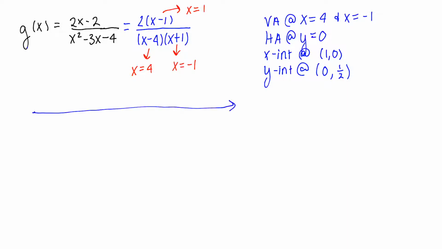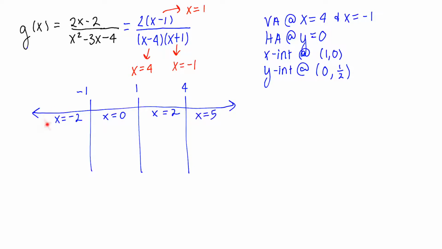Make yourself a beautiful sign chart. And put your zeros down in order. So negative 1, 1, 4. Choosing some test points. I'll do negative 2, 0, 2, and 5. And then remember, you're taking the test points and plugging them in for each factor here. Now, this 2 right here doesn't really matter because every time we plug in, the 2 is going to stay positive. So I'm just going to ignore that the 2's there. I'm just going to plug into this factor, and this factor.